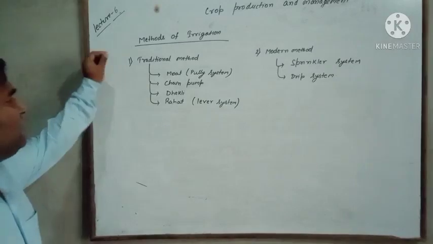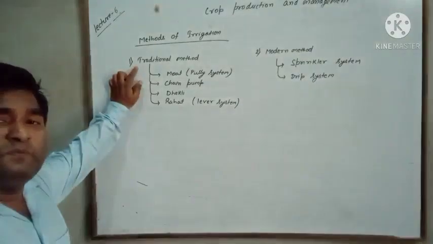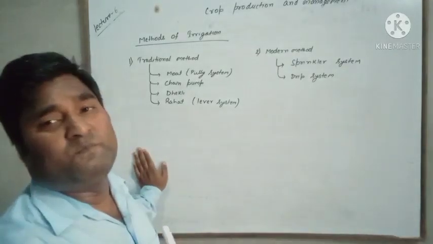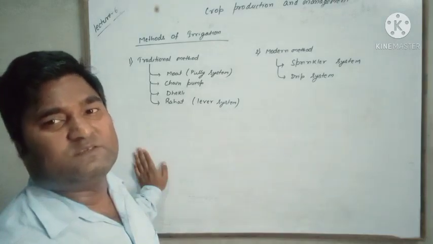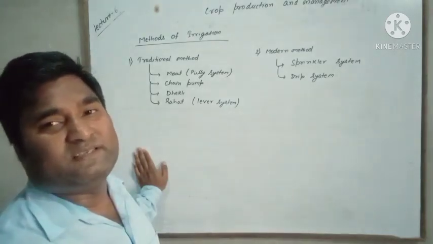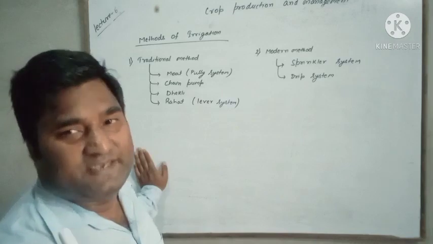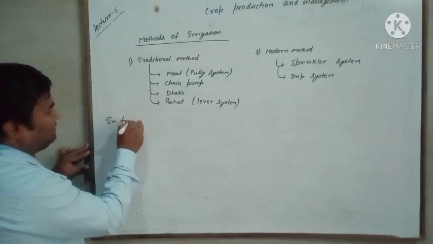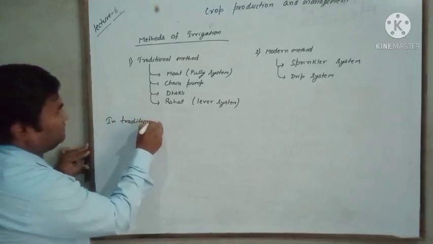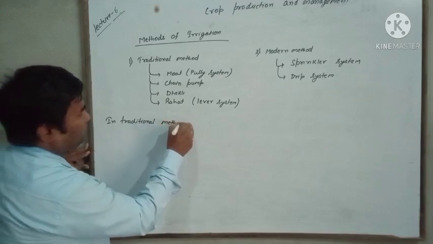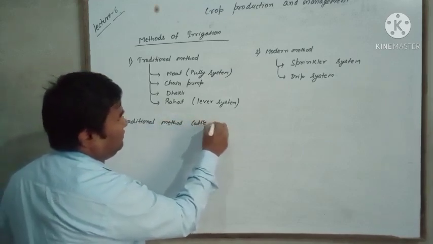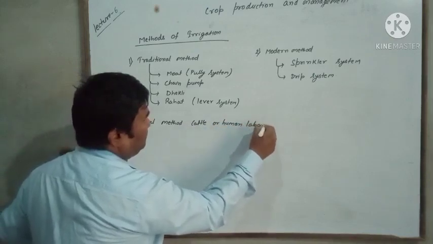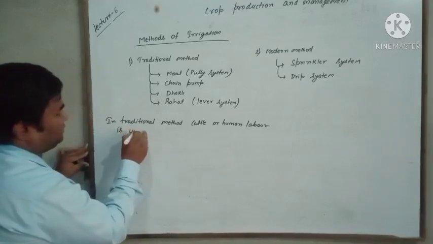One thing is there, in traditional method, the cattle or human labor is used, so it is economical, means it is not expensive. But one problem with this is that it is less efficient. In traditional method, cattle or human labor is used.